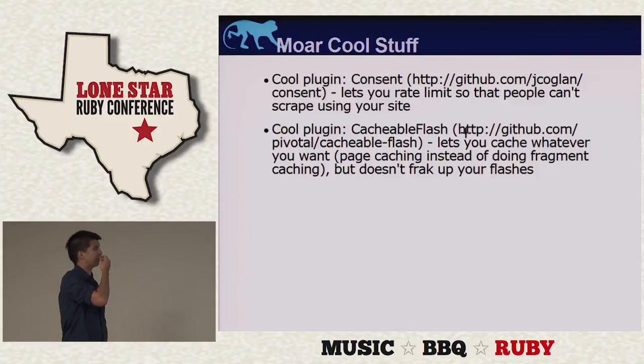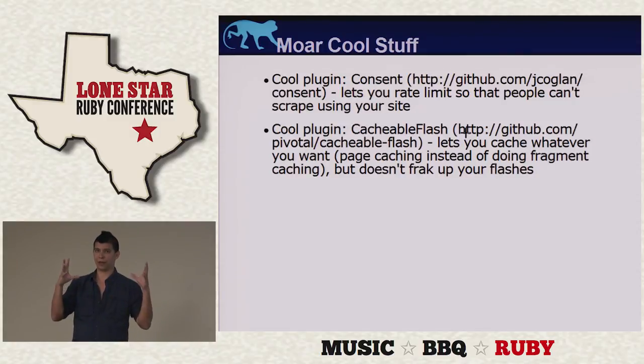This is Cacheable Flash. Pivotal came up with this, I think. At least they own the GitHub repo for it. It lets you cache whatever you want. So you can do page caching and not have to worry about anything. So you don't have to worry about fragment caching, which is a big pain if you ask me. Page caching will let you just be really fast. And actually the plugin lets you put stuff in JavaScript. So you don't have to worry about your caches getting captured inside the flash and then not caching for certain pages.